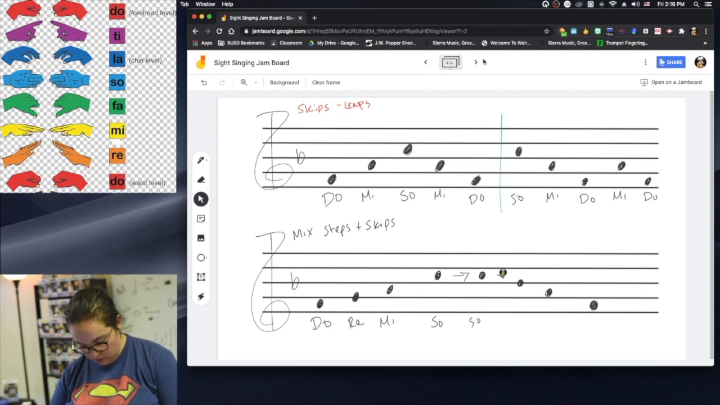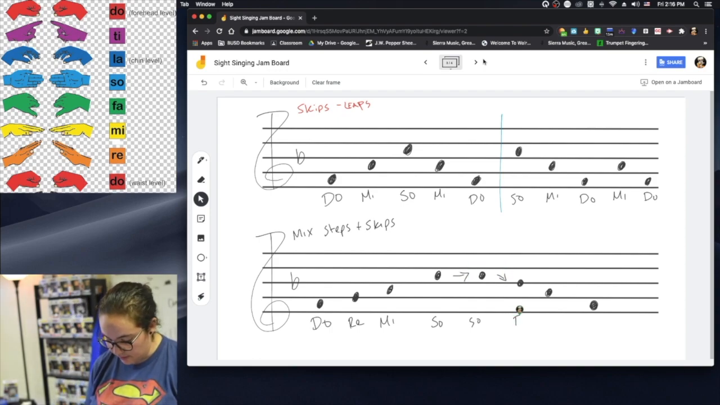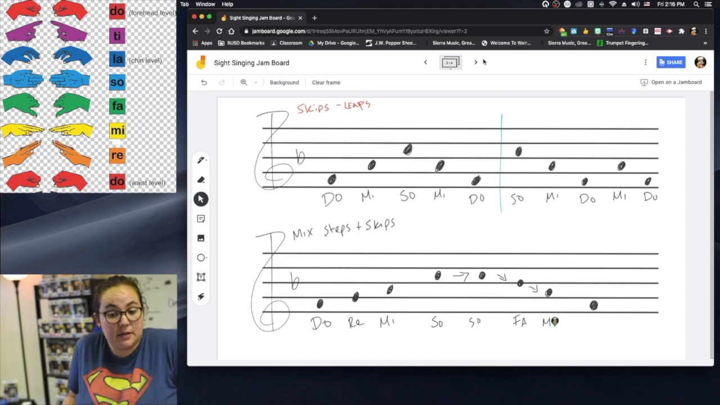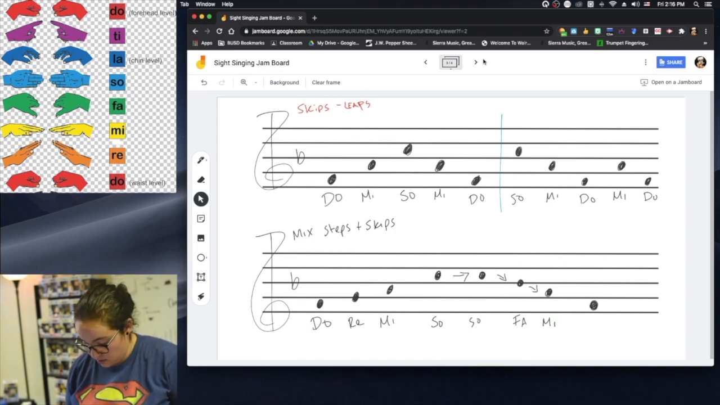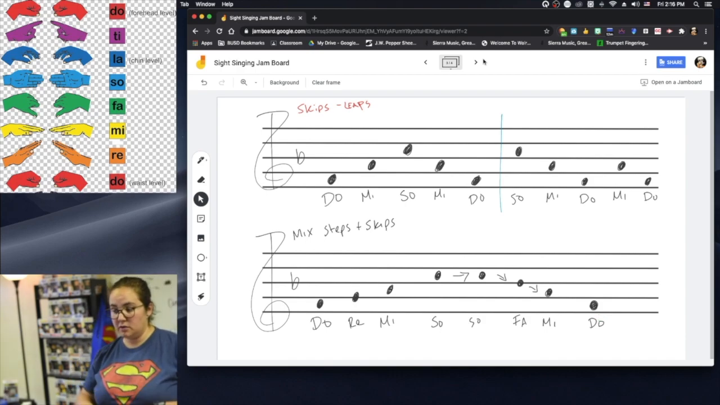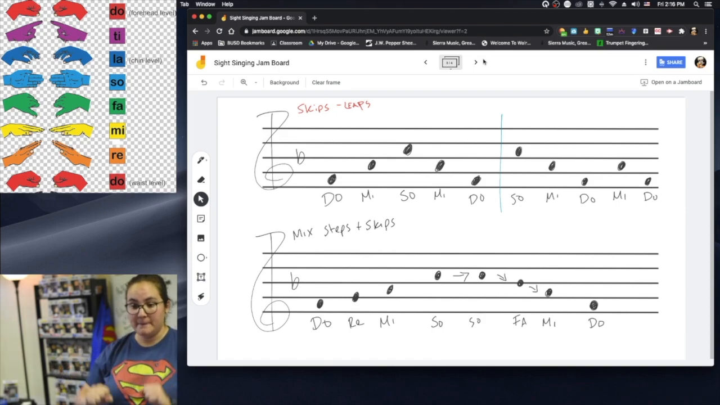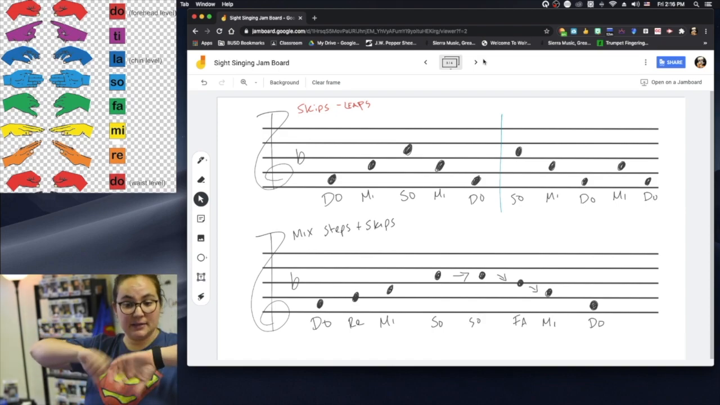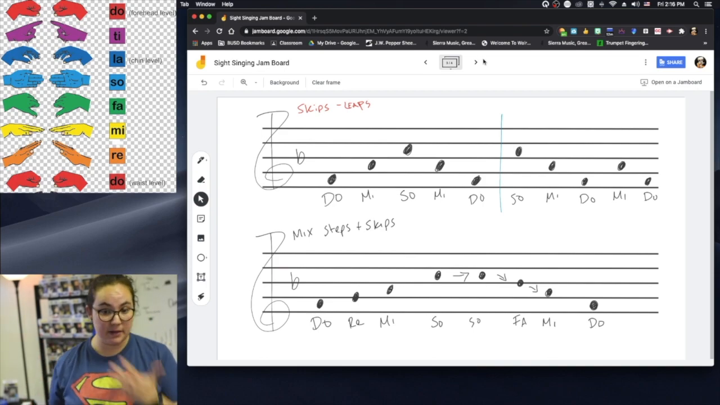But then we're going to walk ourselves down. Now here's our buddy fa that we skipped. I'm going to walk myself down again. Mi. But then if I look here between mi and my last note, you'll notice I skipped re, and I went right to do. So if I'm going do, re, mi, fa, sol, do, re, mi, sol, sol, fa, mi, do, I skipped that fa on the way up, and I skipped that re on the way down. And our music might do that sometimes.